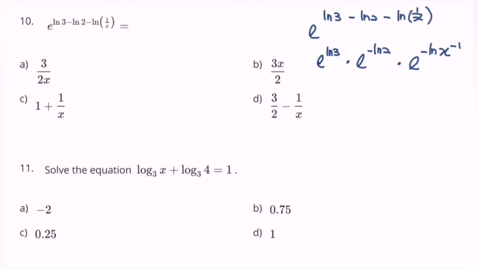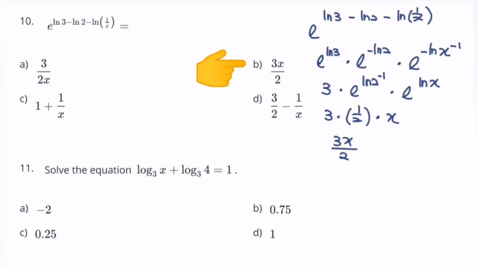As we can see, e to the power of ln 3, where we have 3. Next, multiply with e to the power of ln 2 to the power of negative 1, making use of the log power rule, where we bring upward the negative. Next, we have e to the power of ln x to the power of 1. Simplify the situation: 3 multiplied with 2 to the power negative 1, which is 1 over 2, multiplied with e to the power of ln x, where we have x. Finally, we have 3x over 2. So for question number 10, the answer will be B, which is 3x over 2.